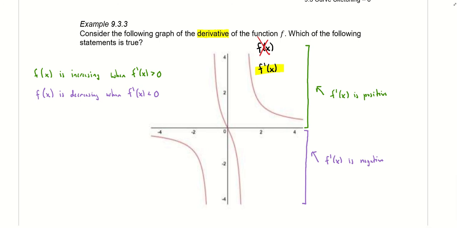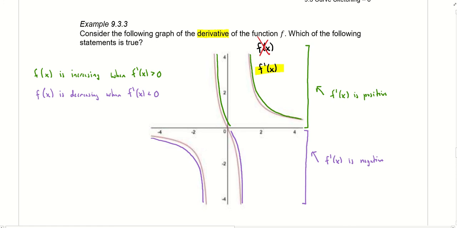So let's draw that on the graph as well. It looks like we have a negative first derivative here. Then we've got a positive first derivative here till we hit the x-axis. Then it switches to being below the x-axis, so negative. And then over here, this is all above the x-axis, so this is a positive first derivative as well.